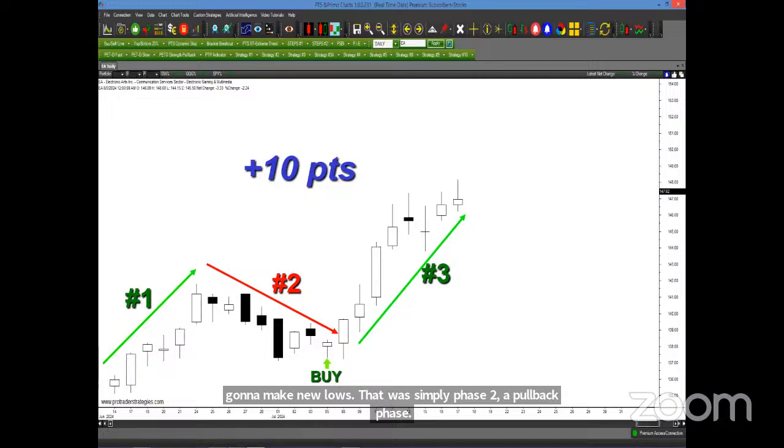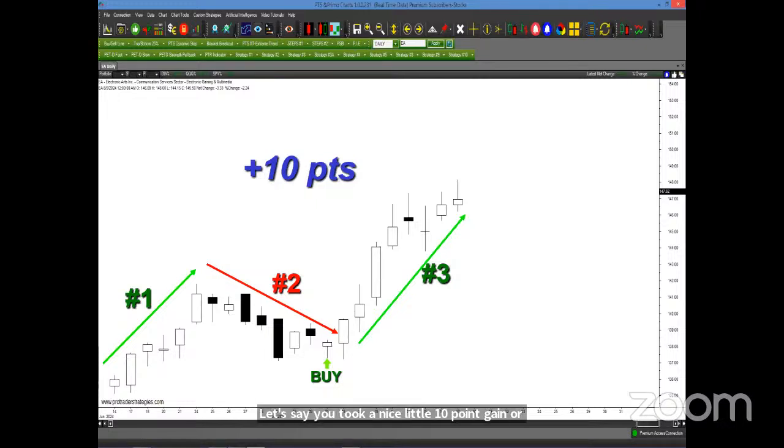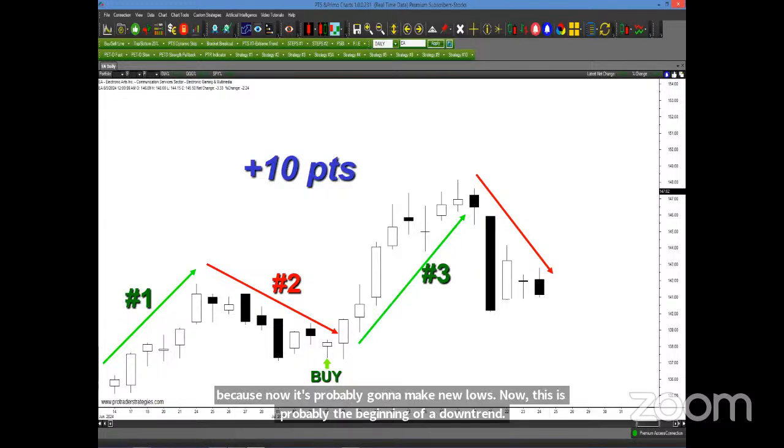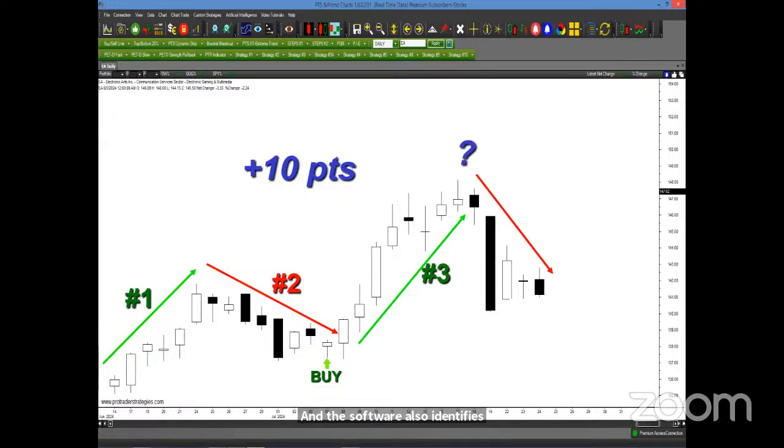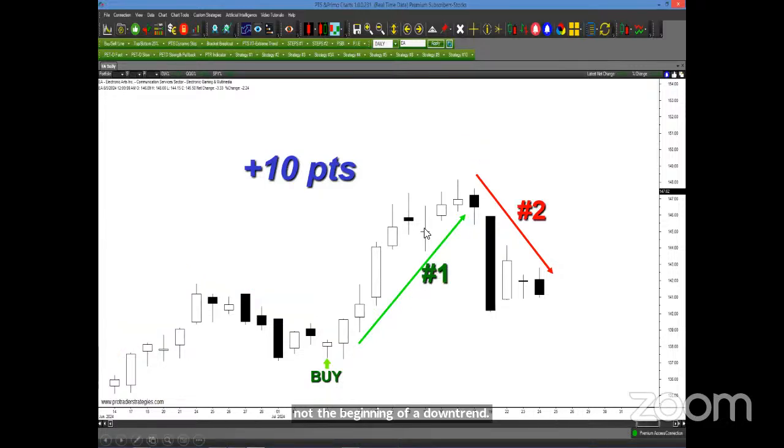Now, look what happens again. Let's say you took a nice little 10-point gain or 7, 8-point gain, and then you got out. And you say to yourself, wow, okay, thank goodness, because now it's probably going to make new lows. Now this is probably the beginning of a downtrend. But remember, we teach you what to look for, and the software also identifies that this actually was not the beginning of a downtrend. This started a new phase. This was phase 1 right here, and this was phase 2. So another pullback was taking place.